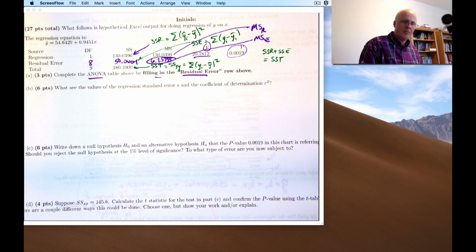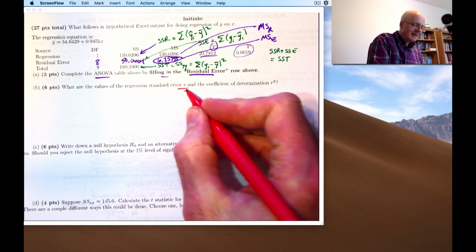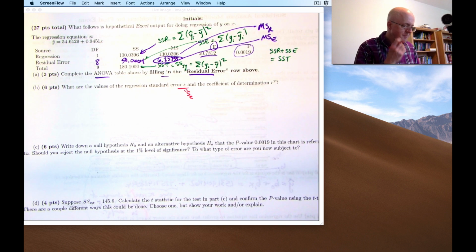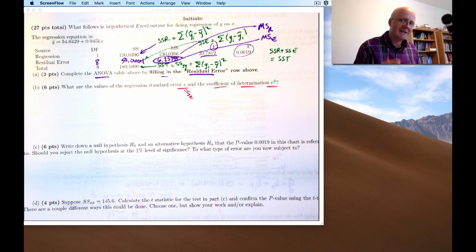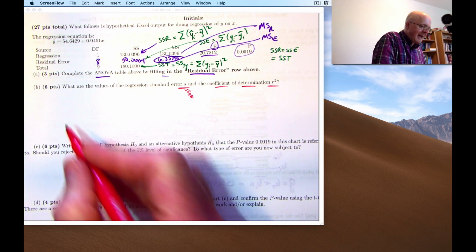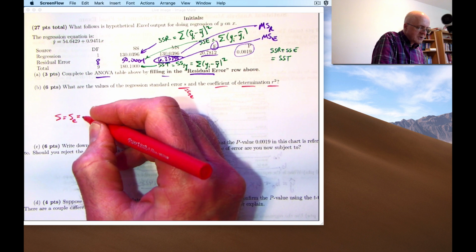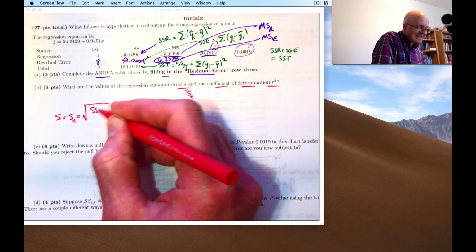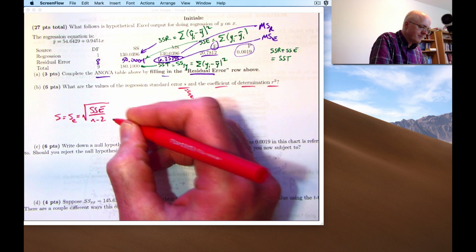Part B, what are the values of the regression standard error, S, which I also called S sub E in the video yesterday, and the coefficient of determination R squared, which I did talk about at the end of the lecture 17 video from yesterday. So you need to know some formulas here. S, the regression standard error, is the square root of SSE divided by n minus 2. It turns out that's the formula to use.